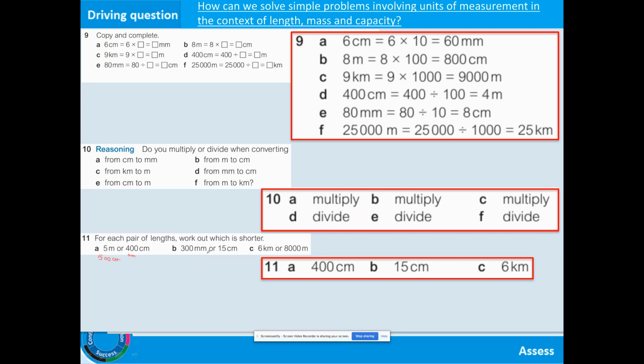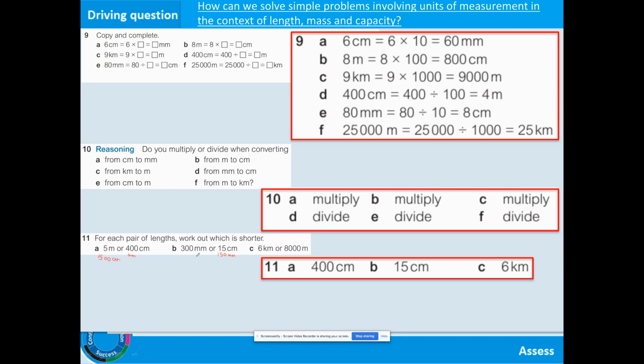So 300 millimetres and 15 centimetres. So if I multiplied this by 10, I would get it into millimetres. So that's 150 millimetres. So 150 millimetres is shorter than 300 millimetres, so 15 centimetres is shorter. If I wanted to convert this way round to millimetres, I would multiply that by 10.